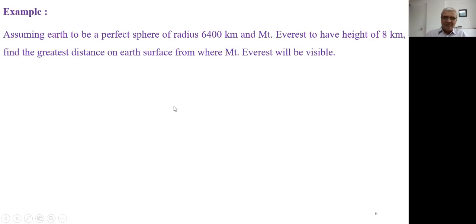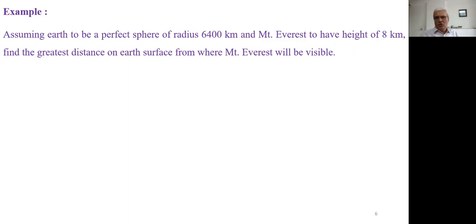Now let's take some examples where such approximations are used and they have a meaning. So let's take a problem. Here we are assuming Earth to be a perfect sphere of radius 6,400 kilometers, and Mount Everest has a height of 8 kilometers. So find the greatest distance on Earth's surface from where Mount Everest will be visible.